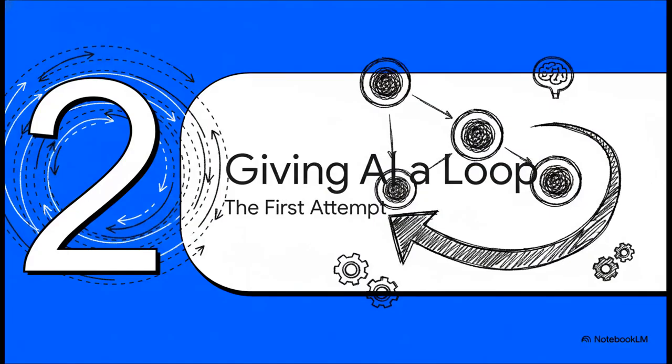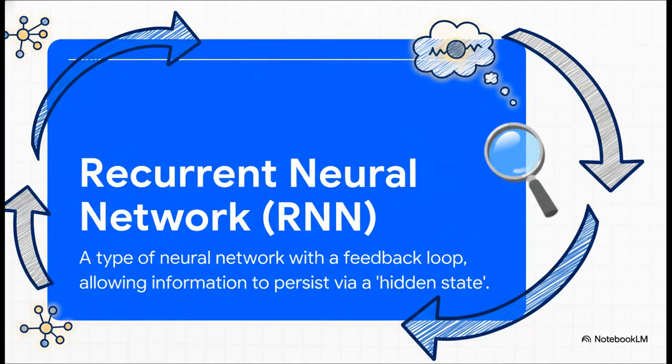So faced with this amnesia problem, what was the first big idea? How did engineers try to fix it? Well, the first solution was actually pretty elegant and kind of simple. They just gave the network a loop. And that simple idea, that loop, gave us this, the recurrent neural network, or RNN. The real magic here is that feedback loop. See, as the network processes an input, it doesn't just produce an output. It also passes a little piece of information, kind of like a summary of what it just saw, back to itself for the next step. We call this summary the hidden state, and you can think of it as the network's very own short-term memory.